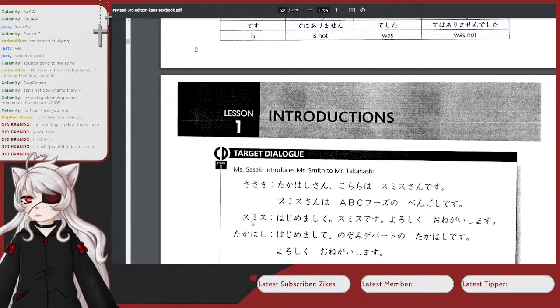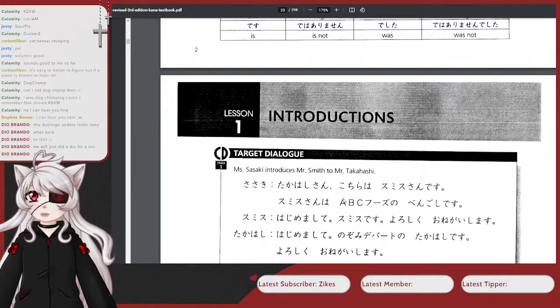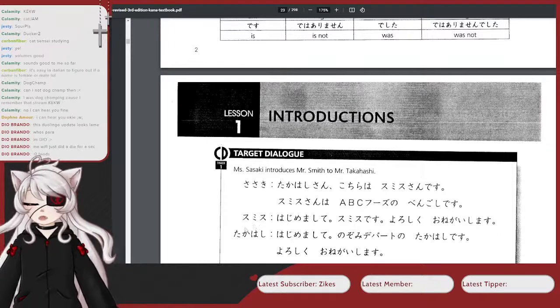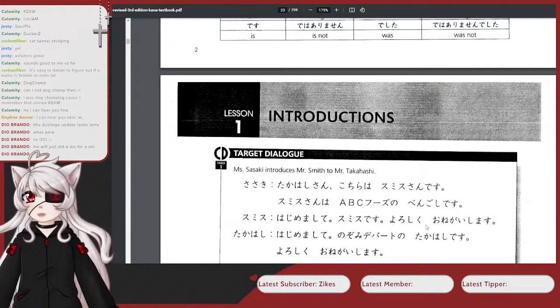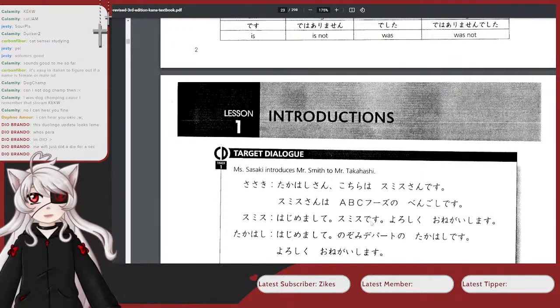And then this is Smith saying hajimemashite, which is a common greeting, kind of like a how do you do? Hajimemashite is used on first meetings only, I believe. You only say hajimemashite the first time you meet someone. If you say hajimemashite another time, that's going to say that you don't remember them. That can be kind of rude. Don't do that, please. Smith-san desu. Yoroshiku onegai shimasu. So, it is nice to meet you. I look forward to working with you. Kind of sentence.